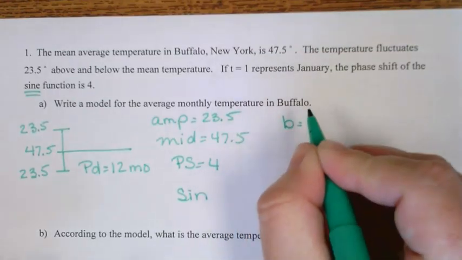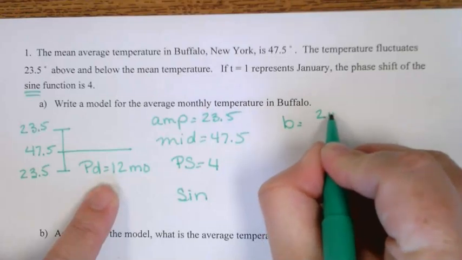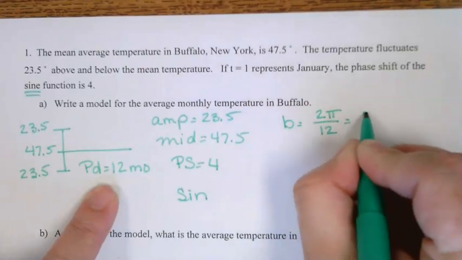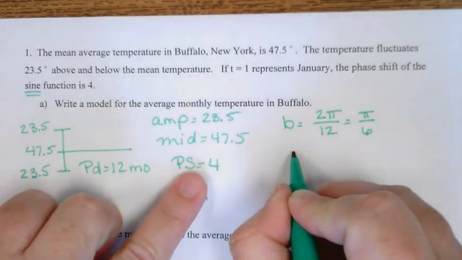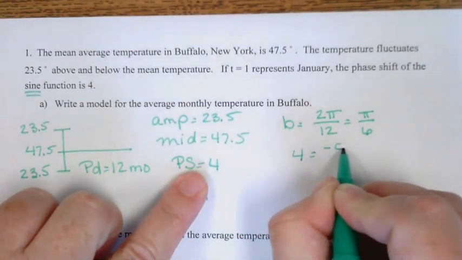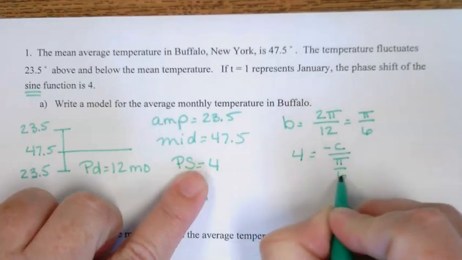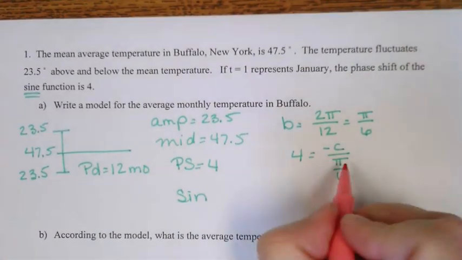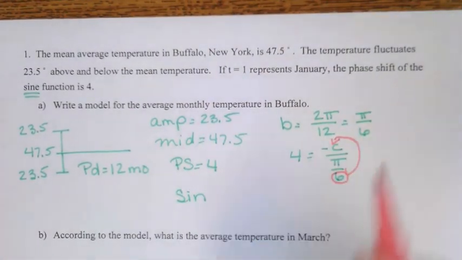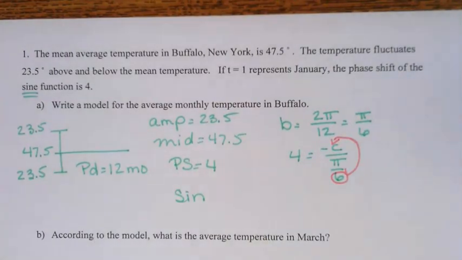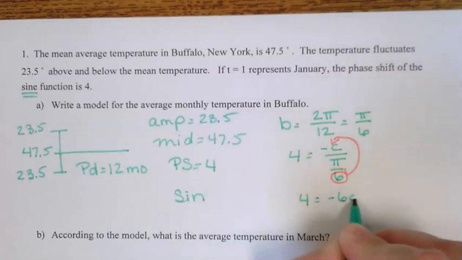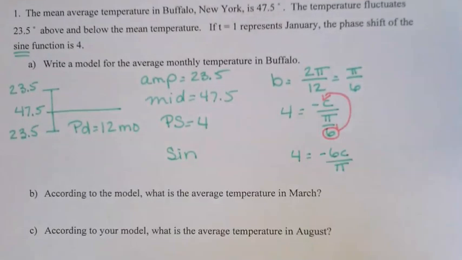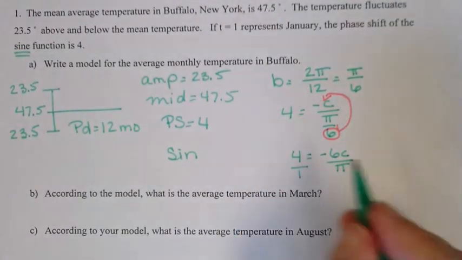So B equals 2 pi over 12. So this reduces to pi over 6. Okay. And then the phase shift is 4, opposite C over pi over 6. So remember, if we have a fraction on the bottom, we're going to throw that here. So we get 4 equals negative 6C over pi. And what we need to do is make this a fraction, so we're going to put it over 1.